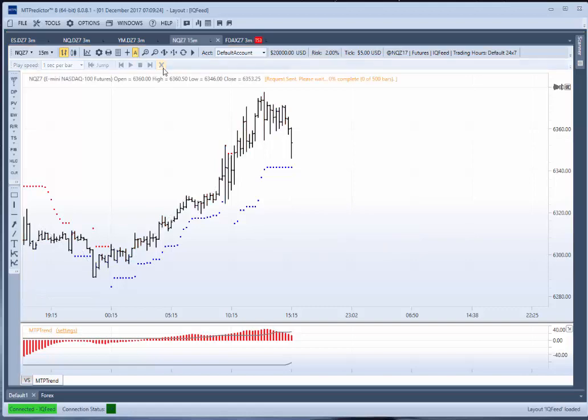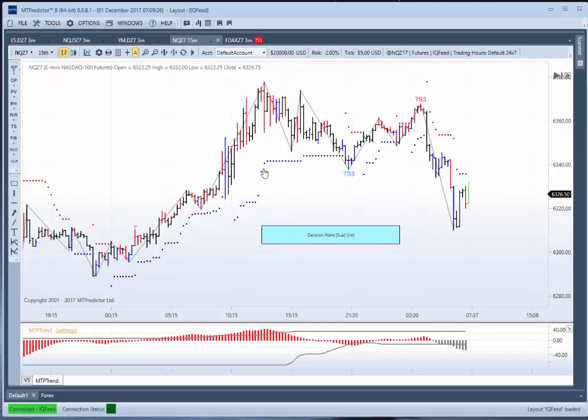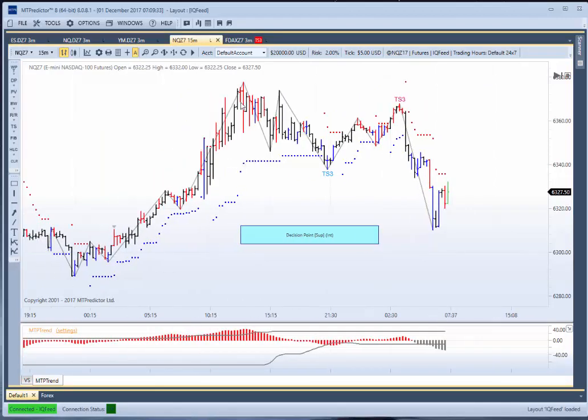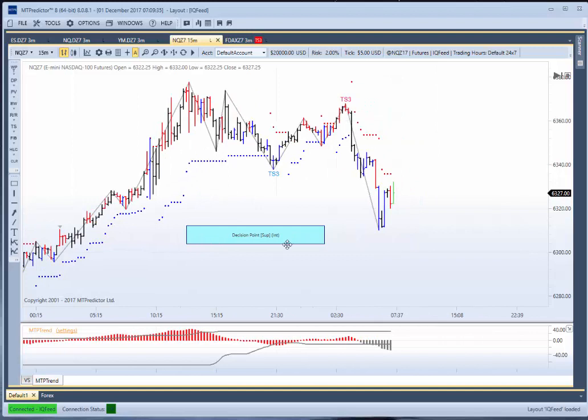If I turn training mode off, we can see what the NQ's done since then. Our MTP trend was red, therefore indicating the large degree trend was down, even though this has been a rally up here. But see what the NQ has just done. If I drag that over, you can see we had a TS3 sell setup here, and the market went down and then found a low at this DP support zone.